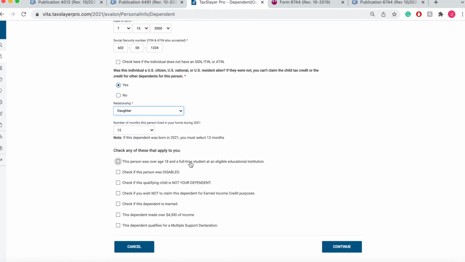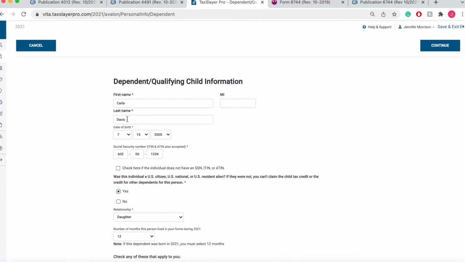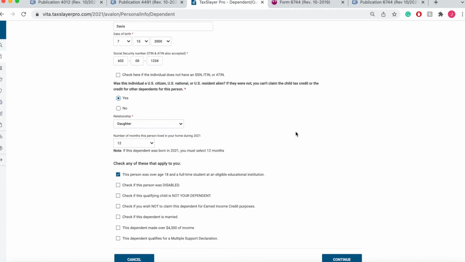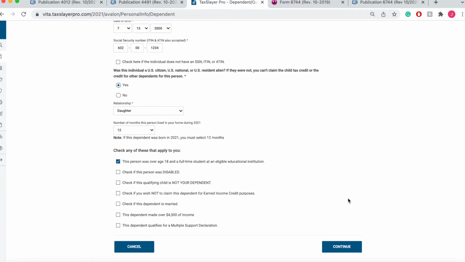All that apply. The person was over the age of 18 and a full-time student at an education institution. Yes. This person was disabled. So qualifying child is not your dependent. Check if you wish not to claim them for earned income credit purposes. No. Dependent's not married. The dependent did not make over $4,300 of income. They don't qualify for a multiple support declaration. So you see here, we've entered in Carla's information here, and so we can move forward.